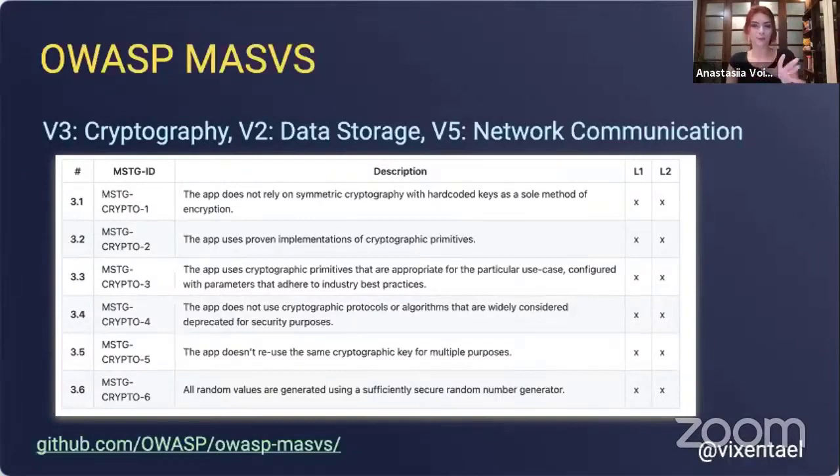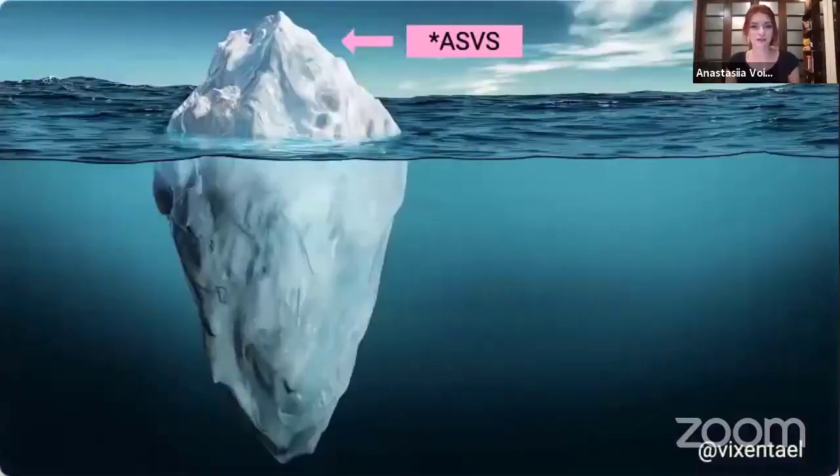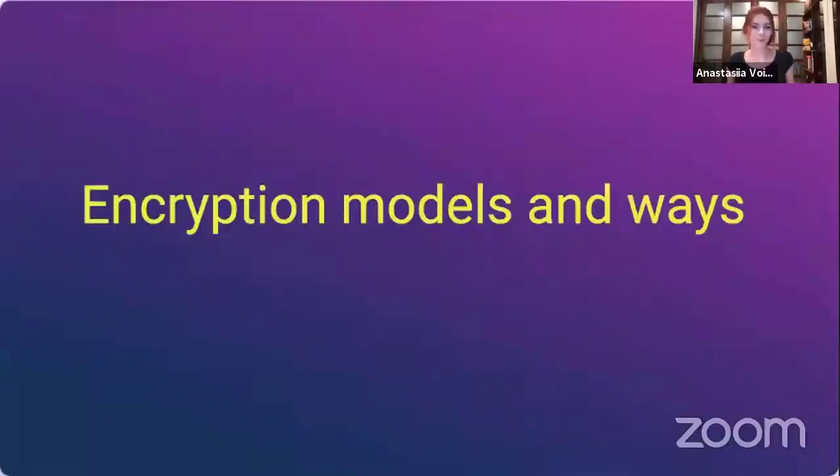However, there are a lot of things, right? There are regulations, there are OWASP requirements, tons of requirements from MASVS, some from ASVS. But this is only the tip of the iceberg when we are talking about data security and encryption. Let's go deeper. I hope you will like that, because now the interesting part will start.